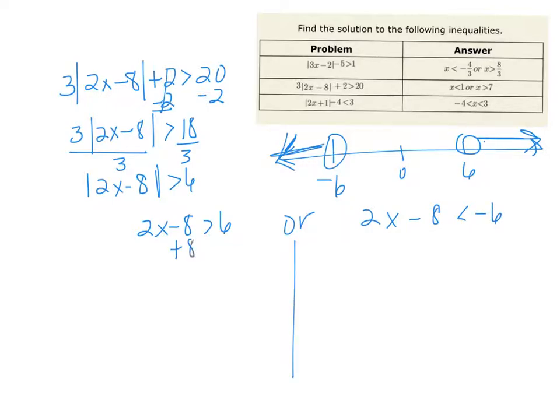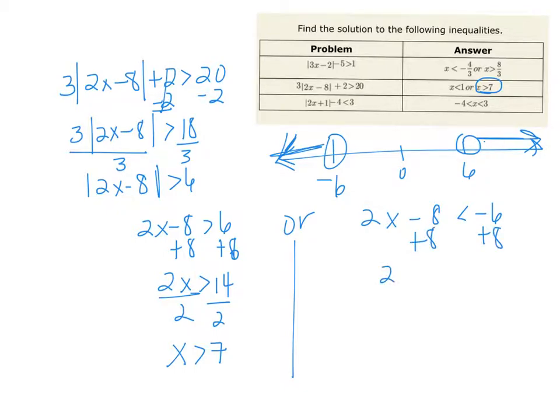I'm going to add 8 to both sides. 2x is greater than 14. Divide by 2. X is greater than 7. You can see that that is one part of my solution. Again, add 8 to both sides. 2x is less than 2. Divide by 2 on both sides. X is less than 1. You can see that's the second part of my solution.